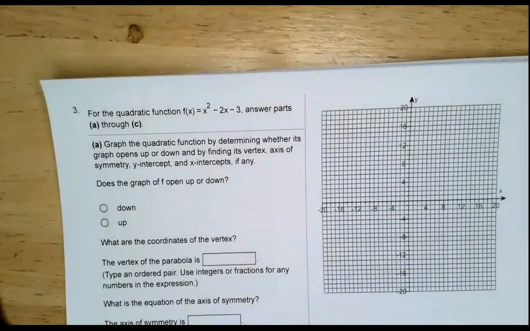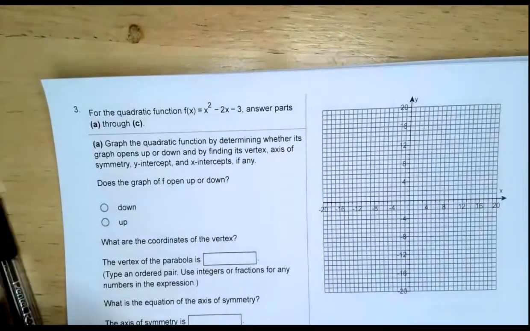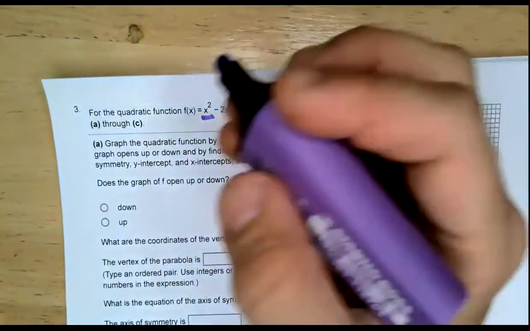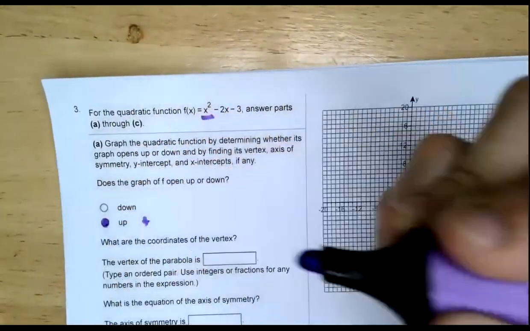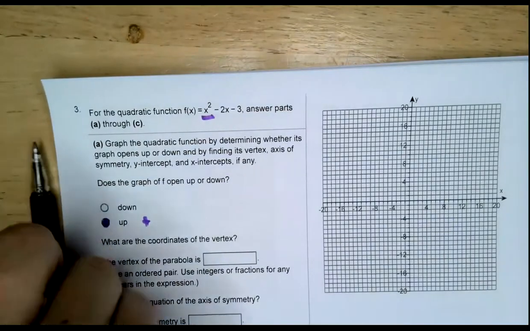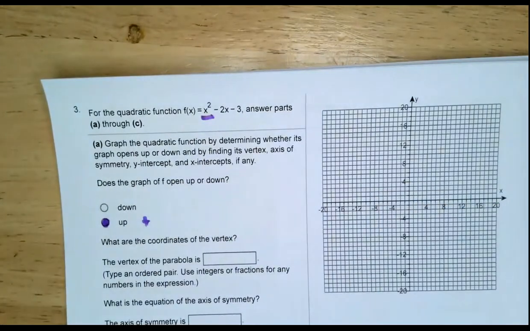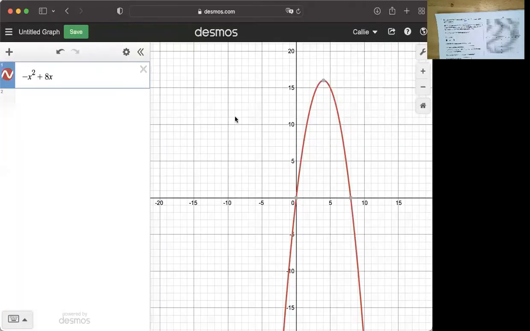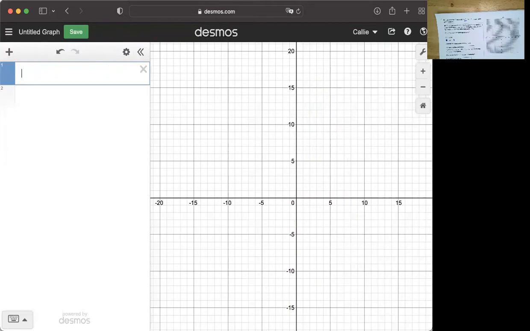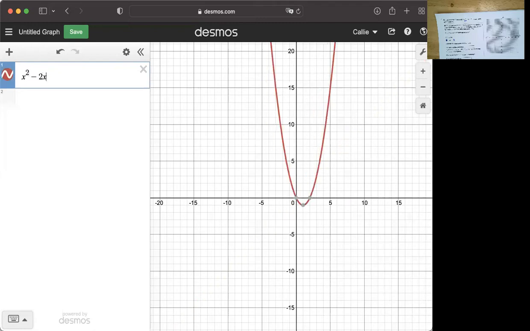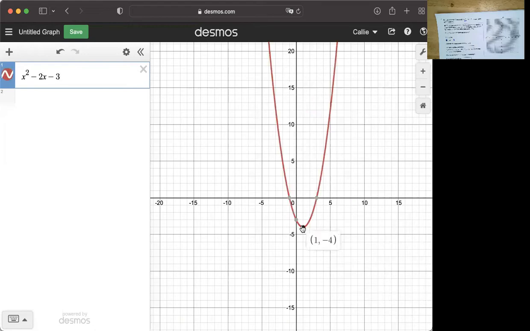For number 3, we have x squared minus 2x minus 3. So is it opening up or down? We're just looking at the first term for opening up or down. That opens up because it's a positive. Good. What are the coordinates of the vertex? You're welcome to graph it and find the vertex. So we'll say x squared minus 2x minus 3. My vertex is 1, negative 4.